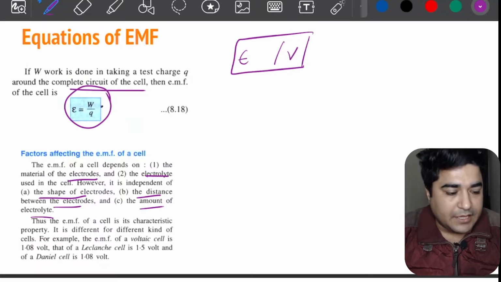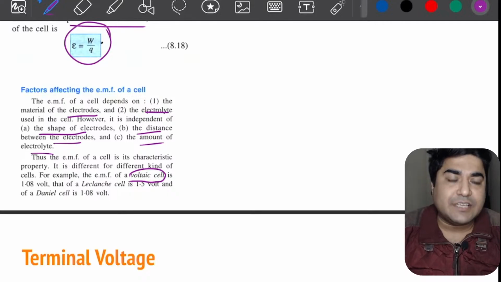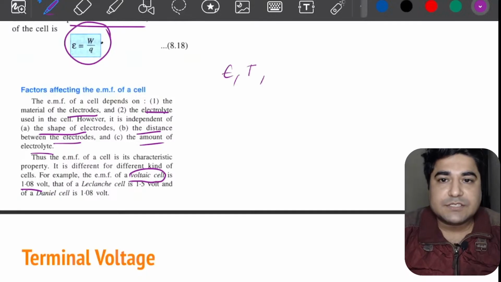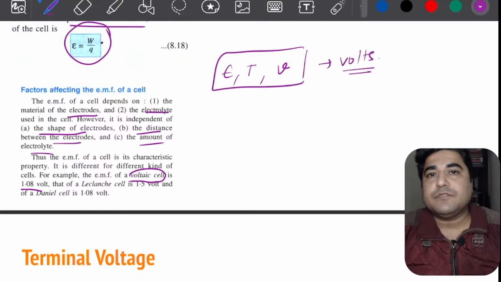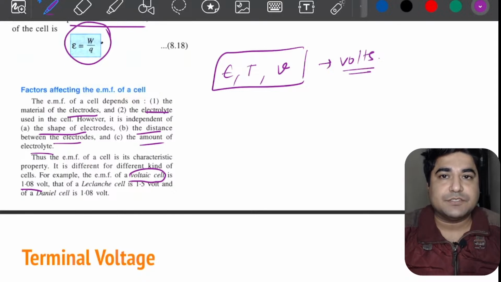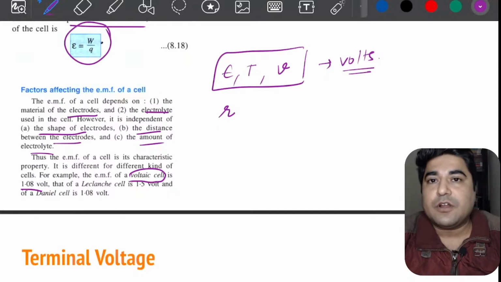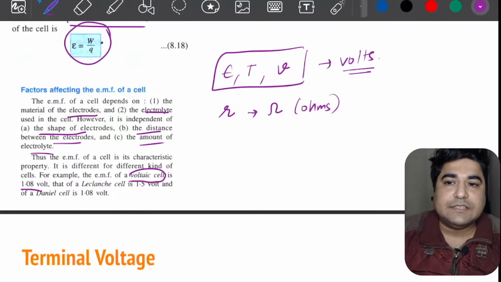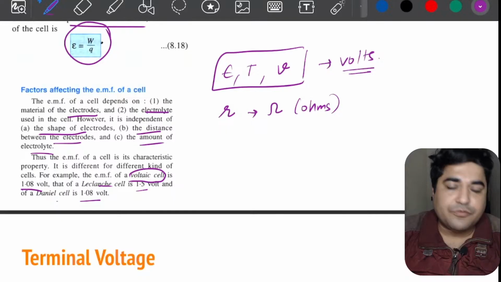A few examples of the EMF of different cells: for a voltaic cell, the EMF is 1.08 volt. By the way, the SI unit of EMF, terminal voltage and voltage drop is volts, because all of them are none other than potential differences or voltages. The SI unit for small r, the internal resistance, is ohms. So we need not confuse these quantities. For other cells also, the value of EMF is given over here.